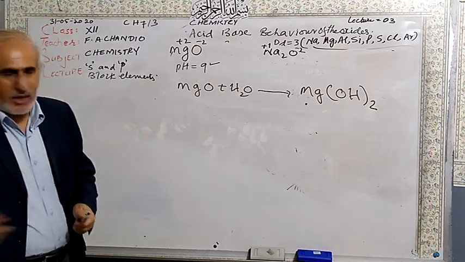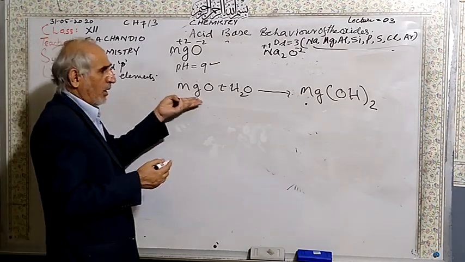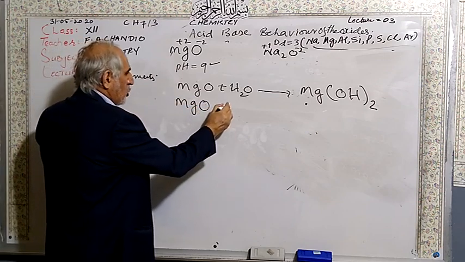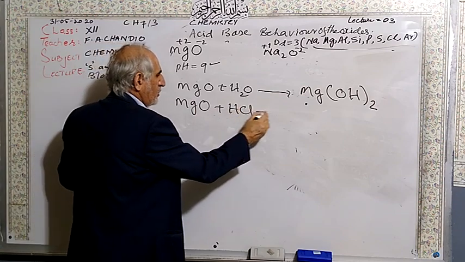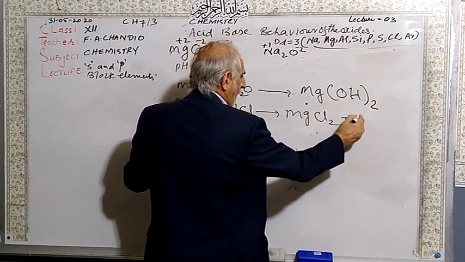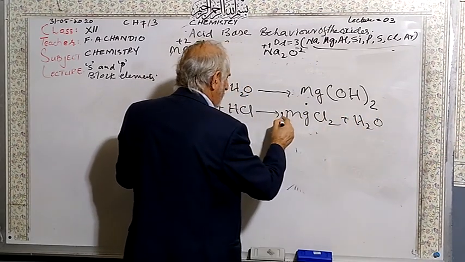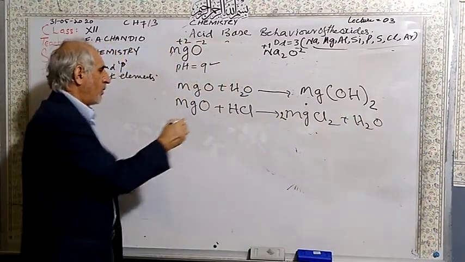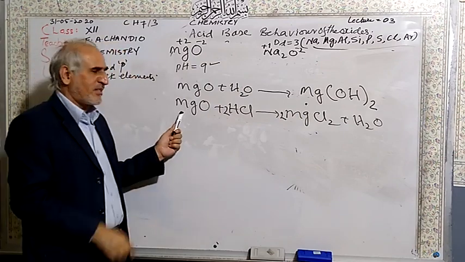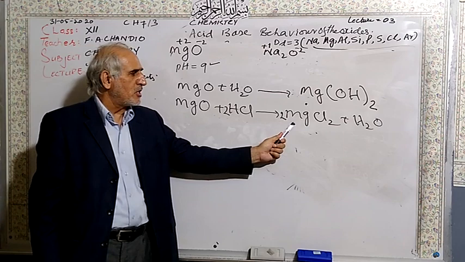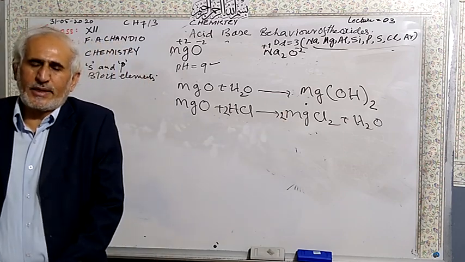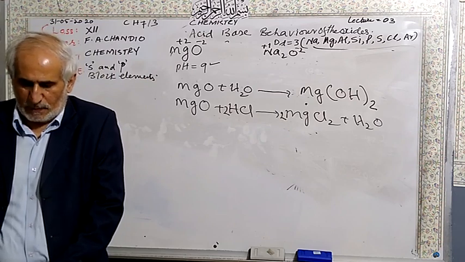Because magnesium oxide has a basic character, it can react with acid to give magnesium chloride and water. So this is a neutralization reaction again, because this is the basic nature, this is the acidic nature, this is the salt and the other is water. So this confirms that magnesium oxide is basic in nature.